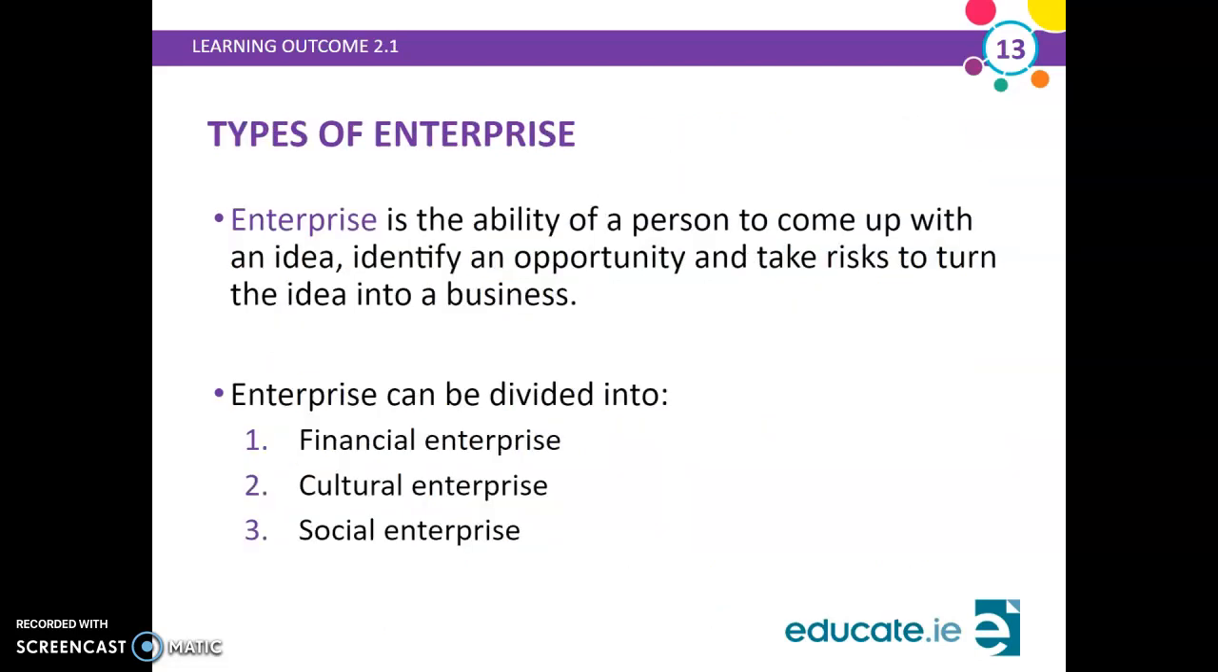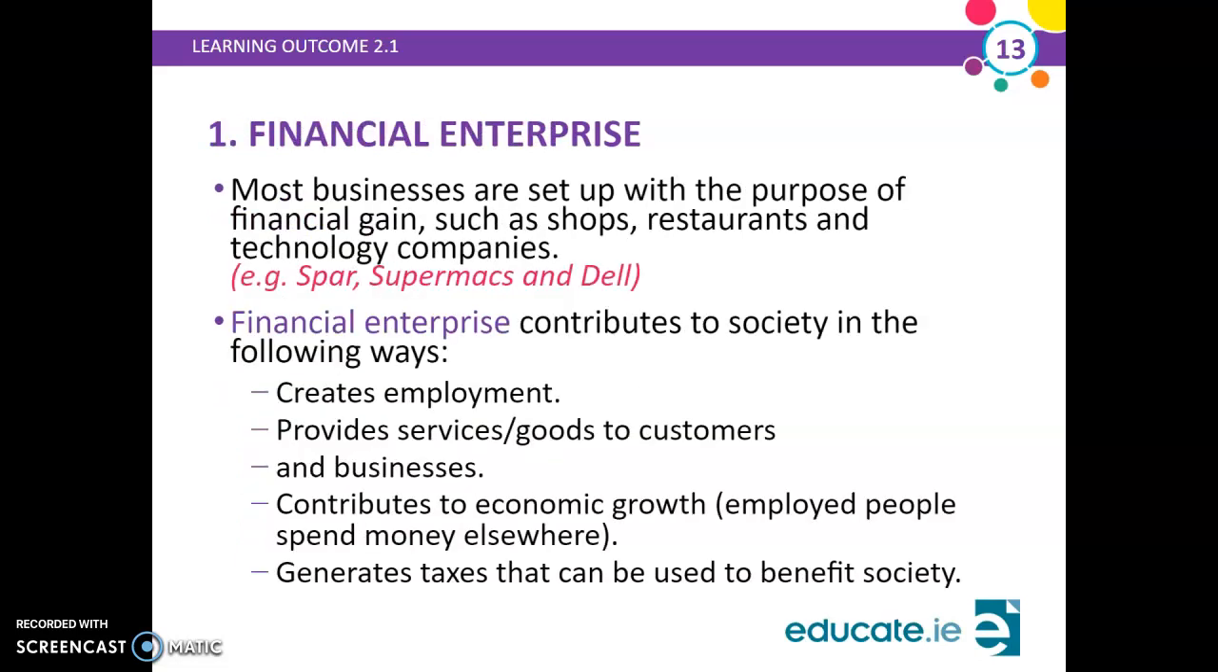Types of enterprise. Enterprise is the ability of a person to come up with an idea, identify an opportunity, and take risks to turn that idea into a business. Enterprise can be divided into financial, cultural enterprise, and social enterprise. The financial enterprise, and just think of it, it can sometimes be called commercial enterprise as well. Most businesses are set up for the purpose of financial gain, such as shops, restaurants, and technology companies. Anything that's set up with the aim of making a profit is a financial or commercial enterprise.